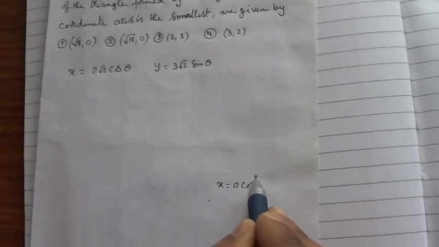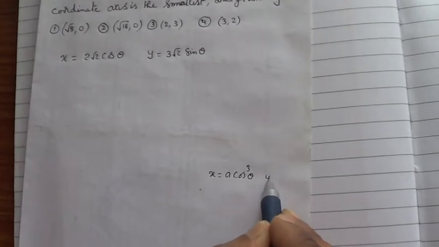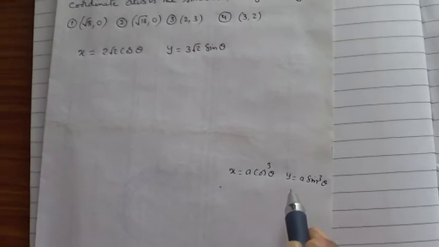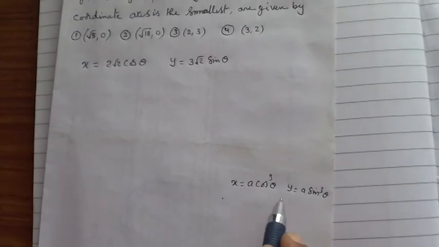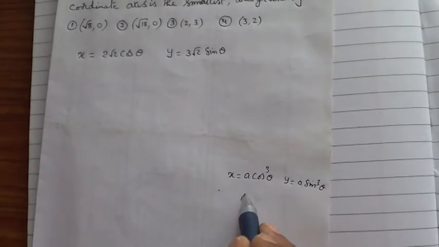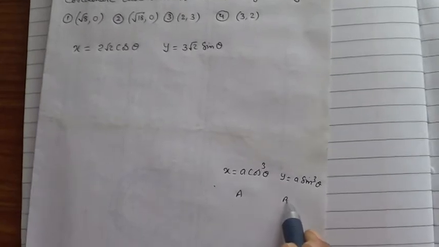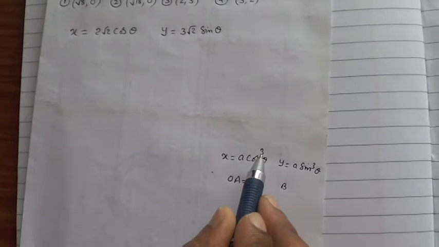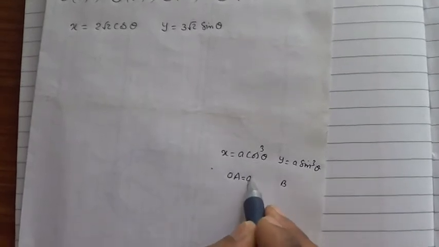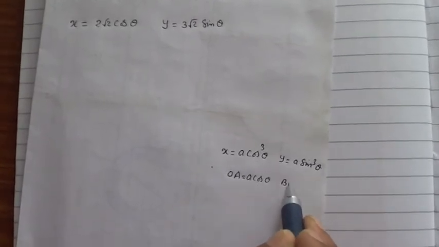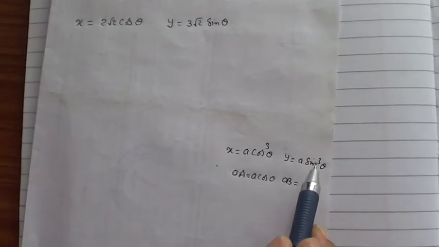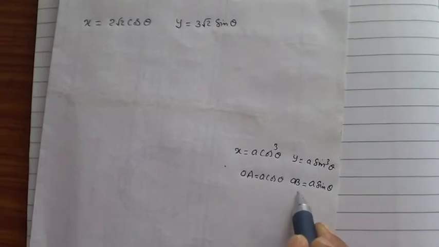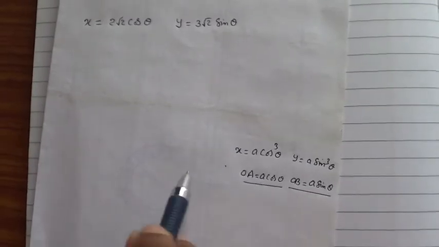x is equal to a cos cube theta, y is equal to a sin cube theta, where the tangent drawn to this curve meets the x-axis at A and the y-axis at B. Then OA is nothing but the power is reduced by 2, so OA you will get a cos theta. At the same time OB, the power is reduced by 2, so you will get a sin theta. This is the discussion we did in the earlier class.